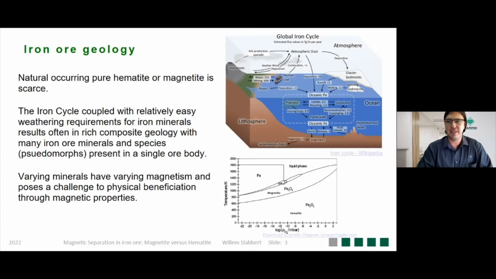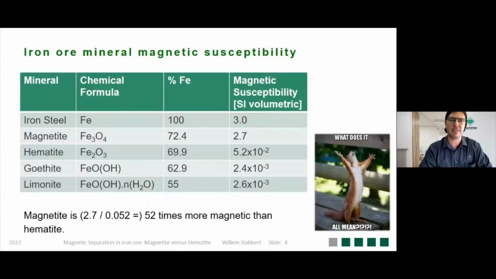Over and above these different minerals that are present in an ore body, a lot of them could also have different thermodynamic states or pseudomorphic states within a single ore body. So one iron ore might actually contain a lot of different types of iron ore minerals. These varying minerals have varying magnetism and pose a challenge to physical beneficiation through magnetic properties.